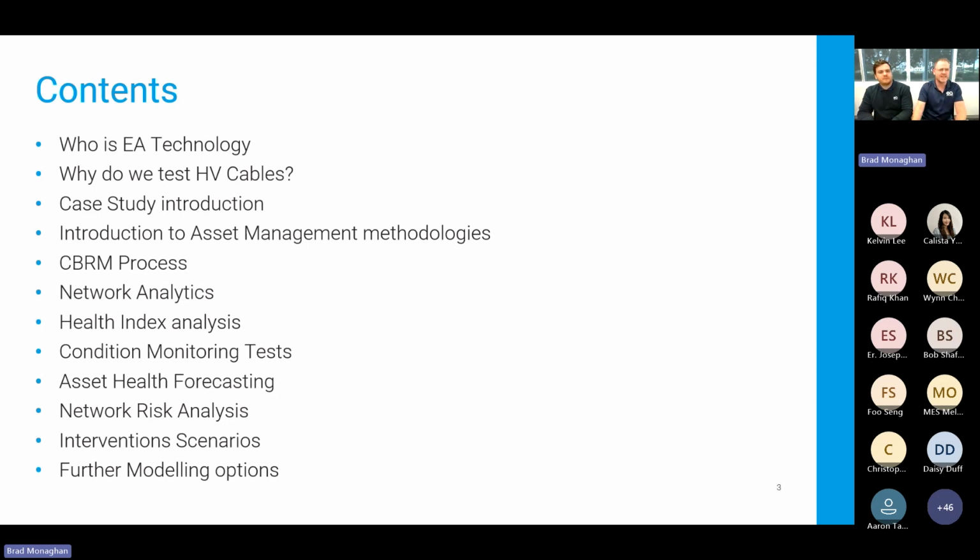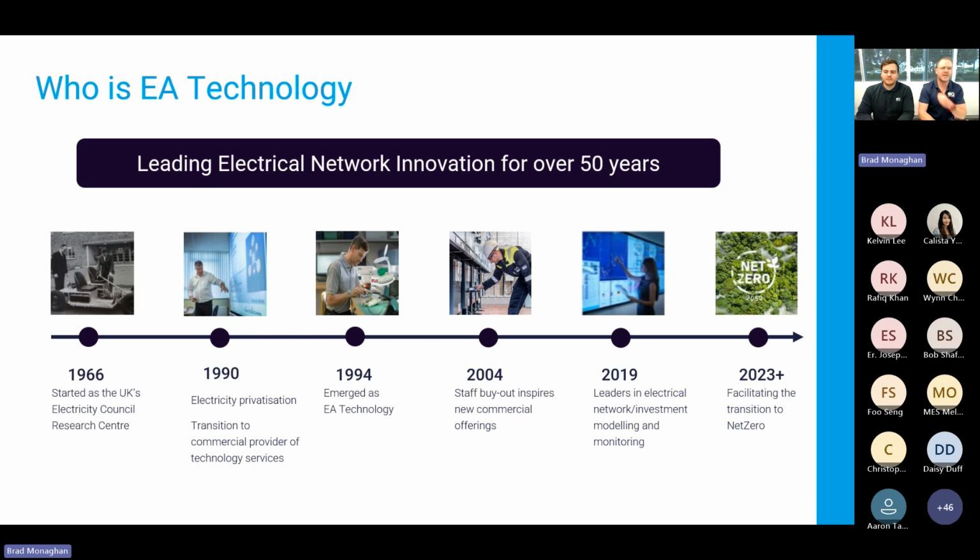So next one. Who is EA Technology? Back in the 60s, there were six power companies in the UK, and they all used to have their own research and development teams. In the 60s, they got all those people, put them in the one building, and they became the research council for the whole of the UK. That was all funded by the power companies, which is ultimately the government. In the 90s, they became privatised and took everything worldwide. In 1994, they became EA Technology.